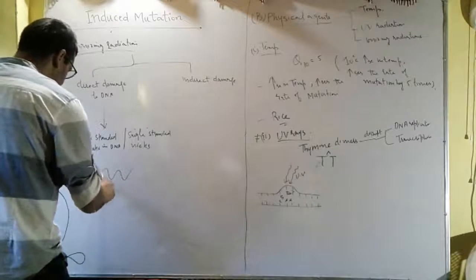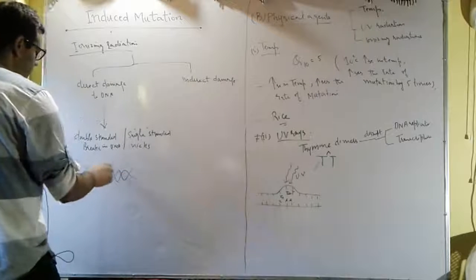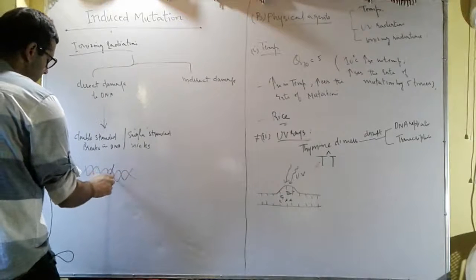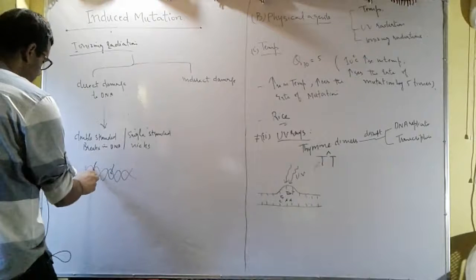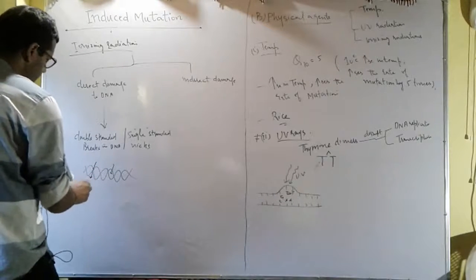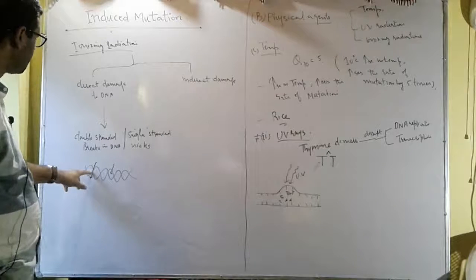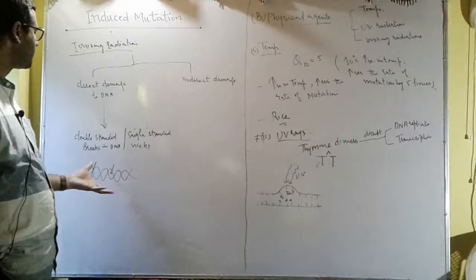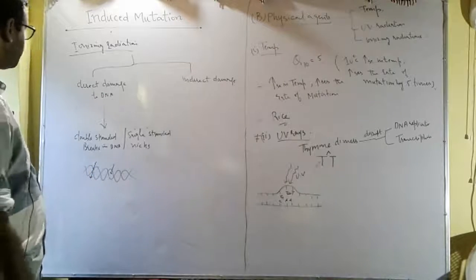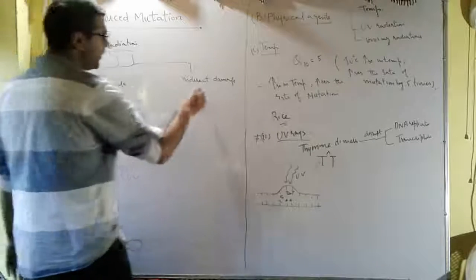For example, this is the DNA, and this is simply a single stranded nick. This is a double stranded nick, a double stranded break in the DNA, and this is a single stranded break in the DNA. This is the direct damage to the DNA.